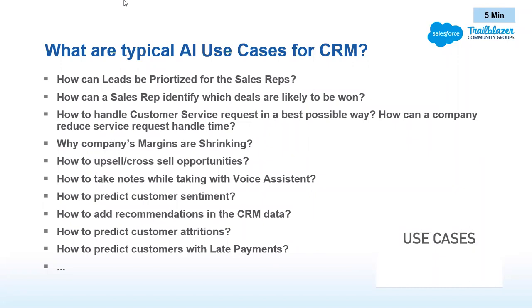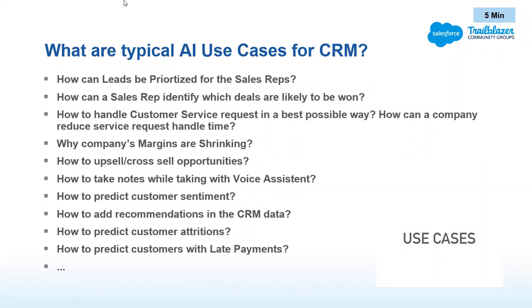So how can the leads be prioritized? Which are the opportunities which have higher chances of winning, based on, of course, historical data? How can we handle customer service in the best possible way? How can a company reduce service request handling time? For example, deflecting the cases, not allowing the cases to be created, because maybe an Einstein Bot or some other way can take up the questions directly, without transferring the issues to the call center agent before they even create the case.